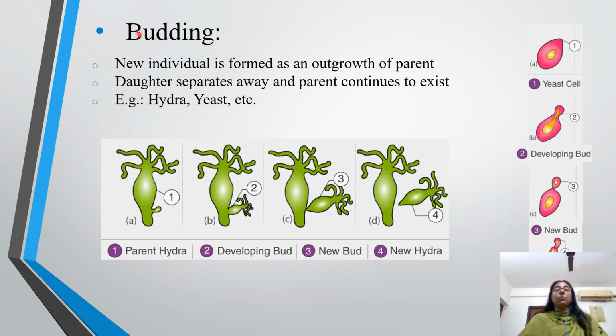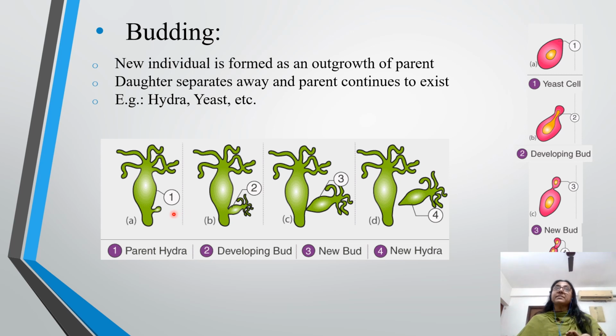So the next one, which is propagation, is the budding process, where new individuals are formed as an outgrowth of a parent. The daughter separates away and the parent continues to exist. Some examples I have given here are yeast cells as well as budding in hydra.